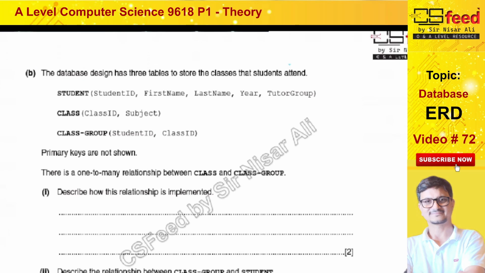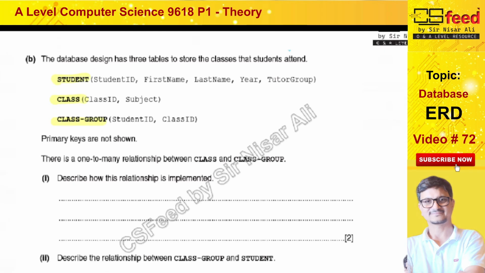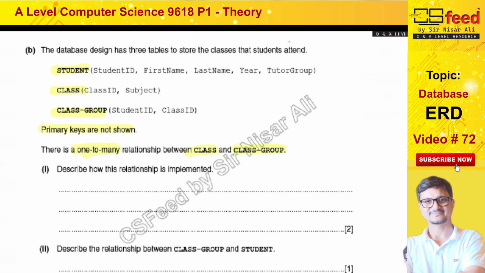All right, now let's come to questions to make this topic more clear. So now you can see here, in this question, that the database design has three tables to store the classes. So we will highlight: we have these three tables, student, class and class group. So this is the link table. Primary keys are not shown, so it is not mentioned. There is a one-to-many relationship between class and class group. How is the relationship implemented? Now this is the question, and the question has 2 marks.